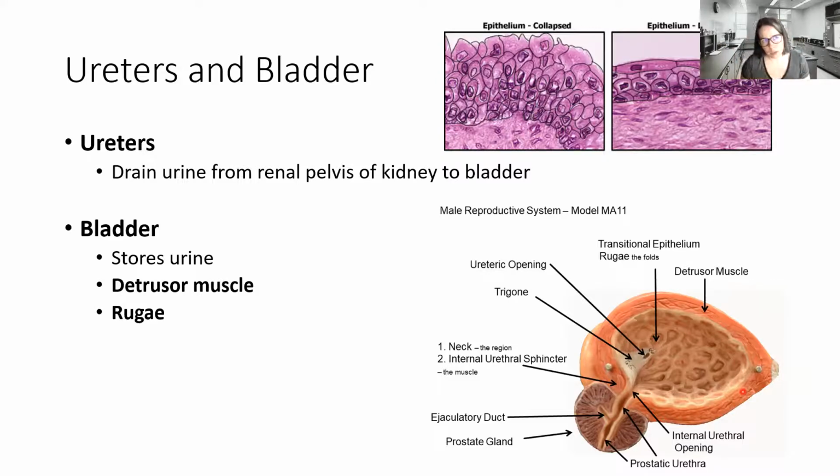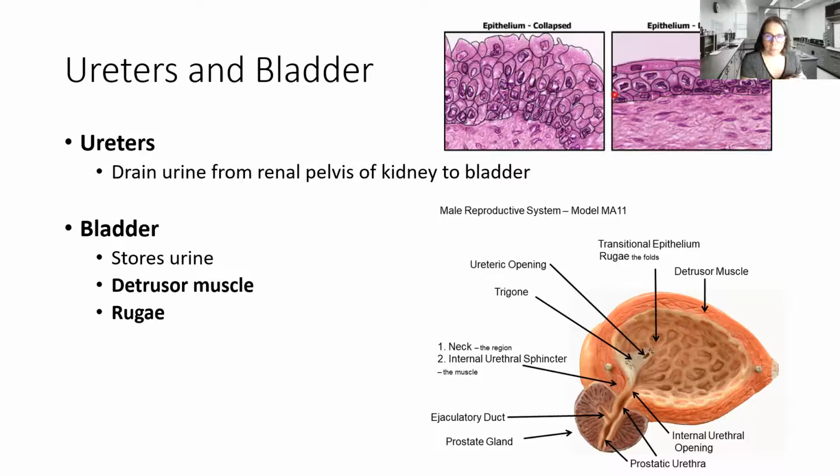Now, because the bladder is a storage site, it's going to be able to expand. And so when you look at the inside of the bladder, you're going to see rugae, just like we saw in the digestive system in the stomach. The rugae, along with the transitional epithelium that we see up here, that we observed during our first lab, are what allow your bladder to stretch. So it's a combination of both of these.